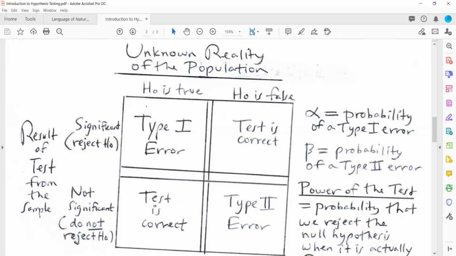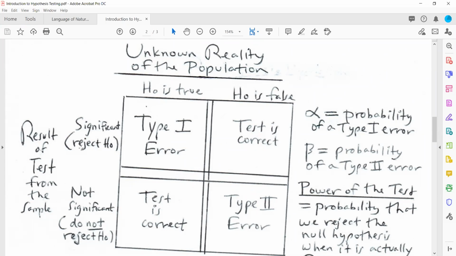Now, since we're running this test on a sample, not on the entire population, when we come to our conclusion, we cannot be absolutely sure that our conclusion is correct. We just hope it's correct. And therefore, there is a possibility of making an error. For example, if we run our test and the test says there's enough evidence to reject the null hypothesis, but in reality, the null hypothesis is true, so we're rejecting something that's actually true, well, that's a mistake. That's an error. And we call that a type 1 error.